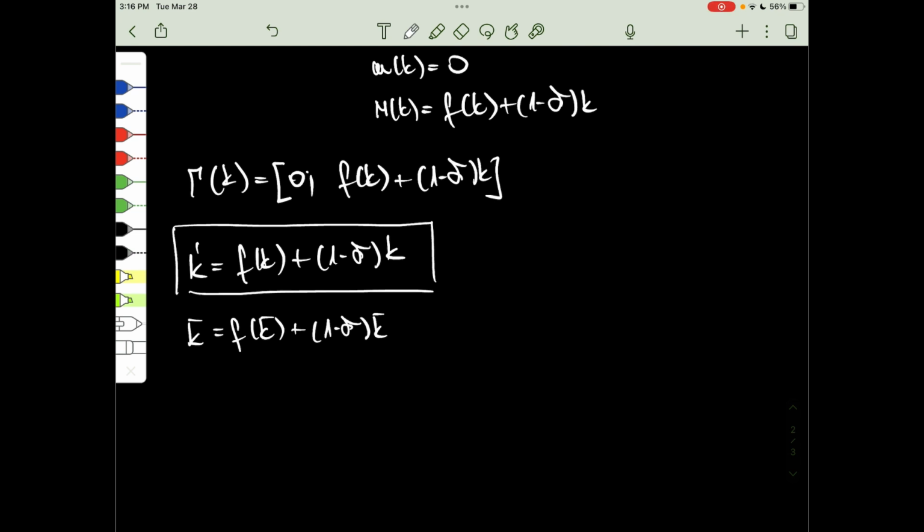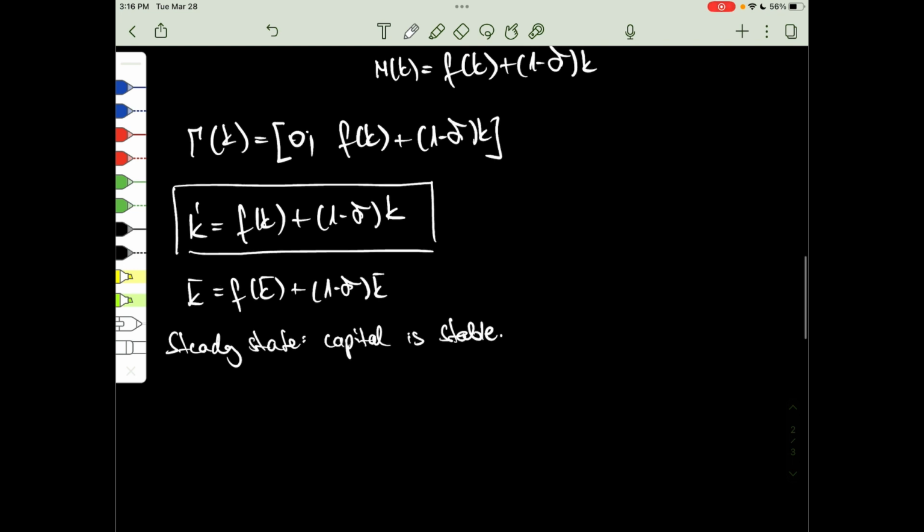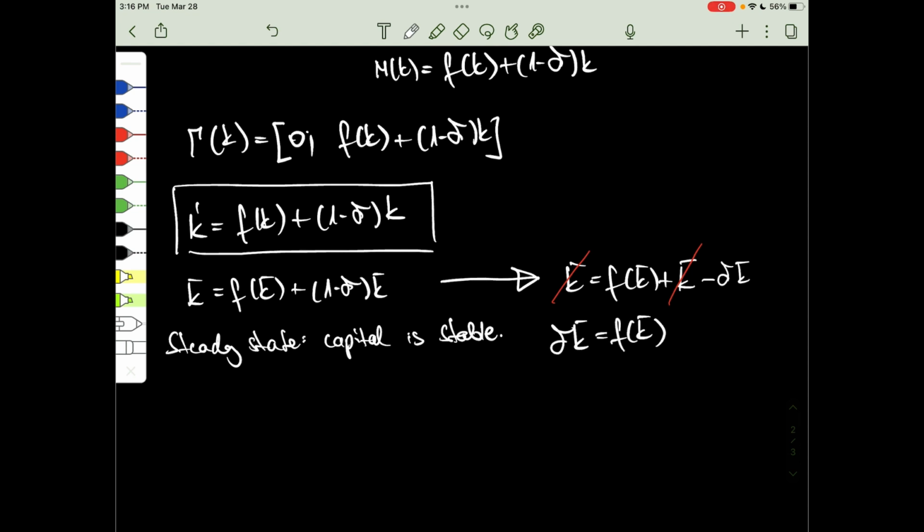So in the steady state, current period capital stock is the same as next period capital stock, because in the steady state, capital stock is stable. So let's try to solve this equation. It is easy. We can simplify, and in the end we find that delta k upper bar is f(k upper bar). So we have a capital stock which is the upper bound, and economically this is the highest level of maintainable capital stock.